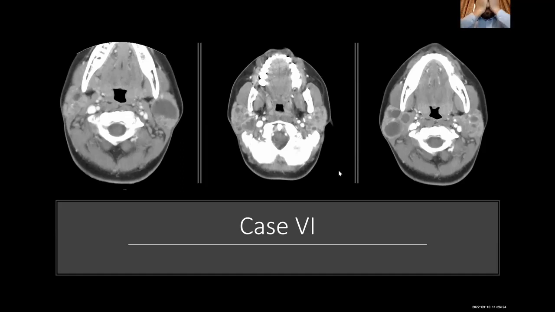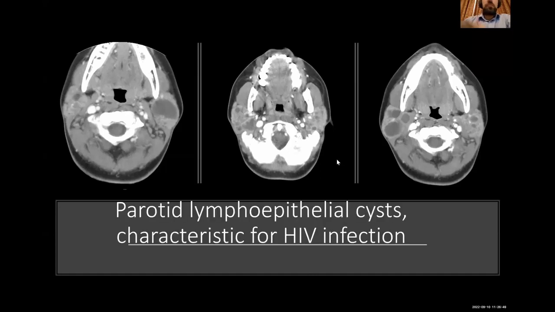I will give you 1 point in the history. The patient has a history of HIV. Great. Okay, thank you. This is parotid lymphoepithelial cyst, which is characteristic of HIV.